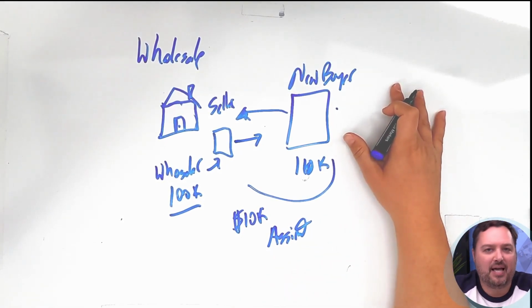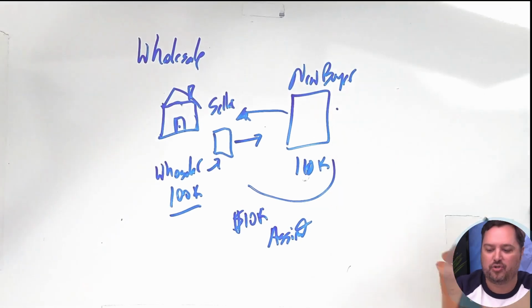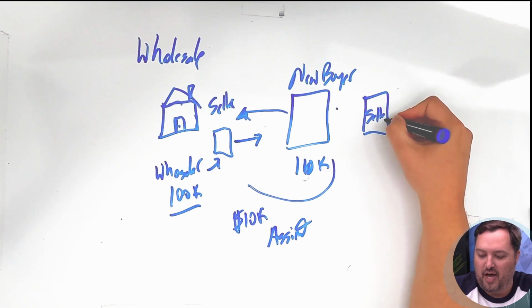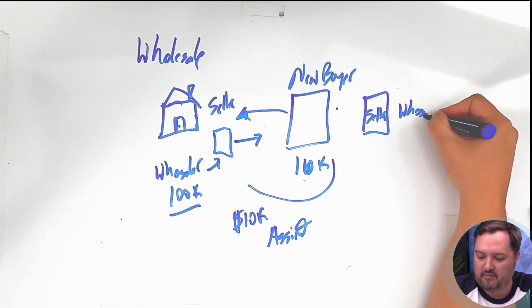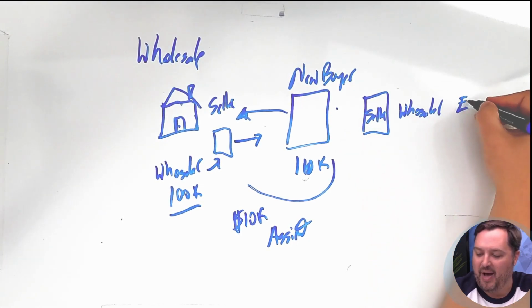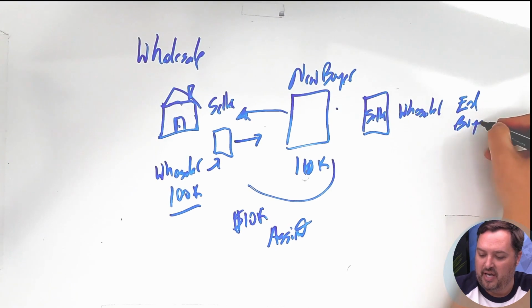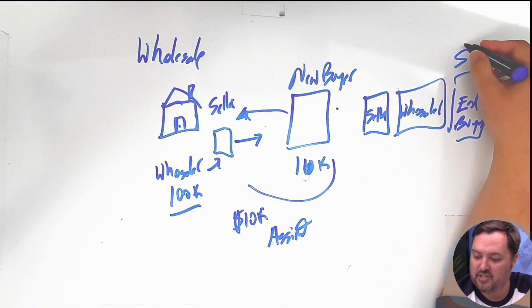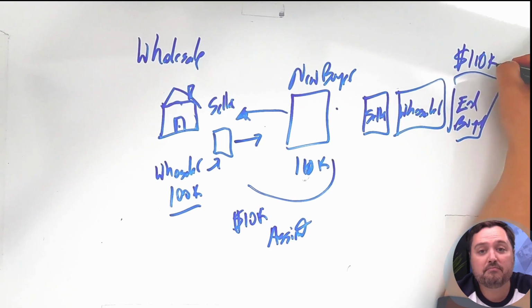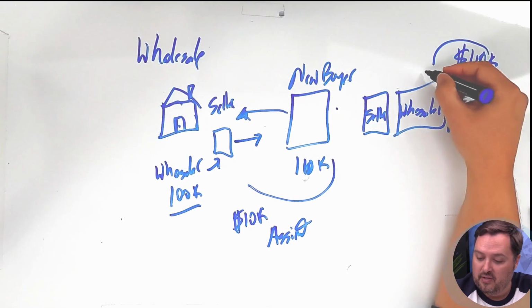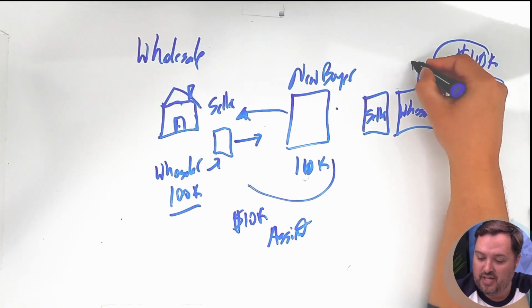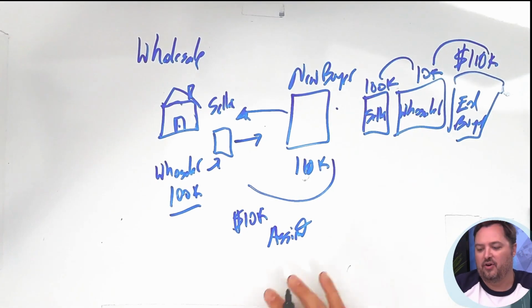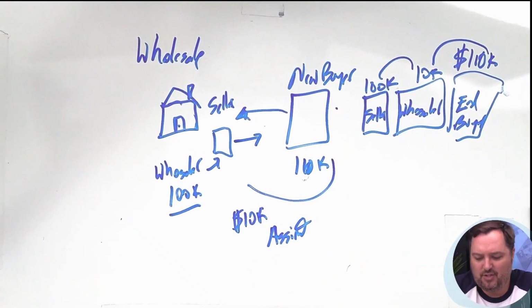There's another way that this can happen, and that's called a simultaneous close. What's happening in the simultaneous close is everyone goes to the title company. You've got the seller, you've got the wholesaler, and you've got the end buyer. So these are three different people. The end buyer brings $110,000, the wholesaler gets $10,000, and $100,000 goes to the seller.